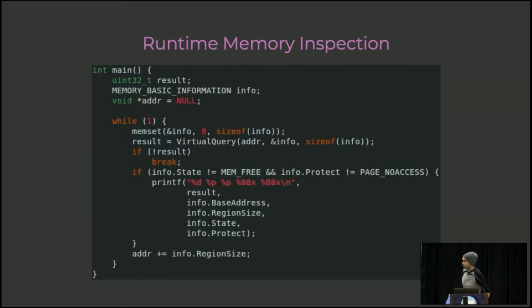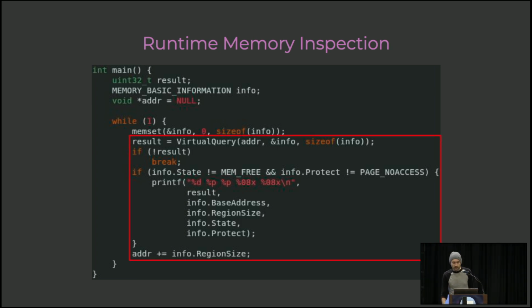So in this case, the code's a little bit more complicated. But basically what we're going to do is iterate through all of memory, starting at address 0. And we're going to query everything using this Windows standard library function called VirtualQuery, which just says, tell me everything you know about a specific block of memory. Is it allocated? How is it allocated? How large is it? Etc.